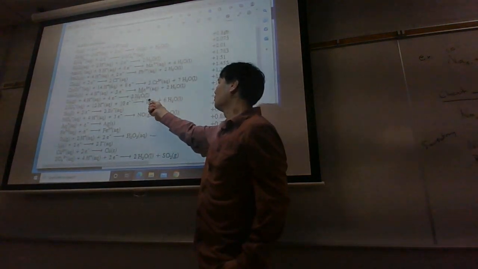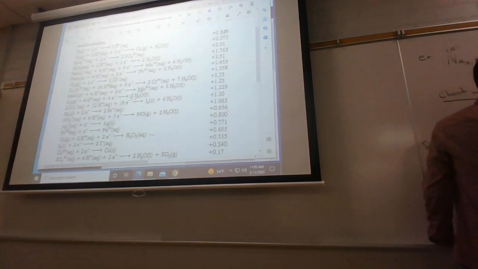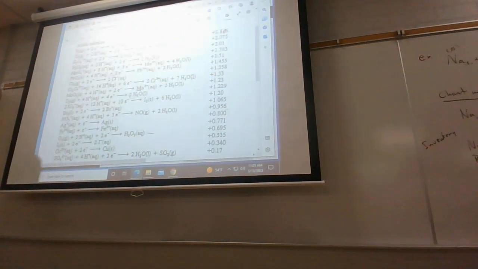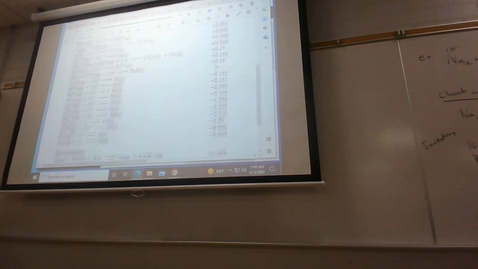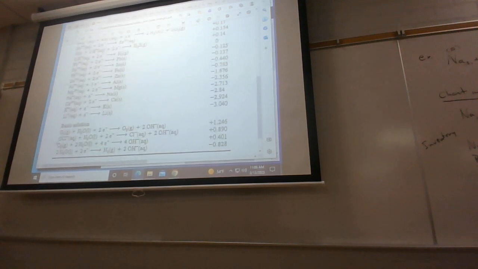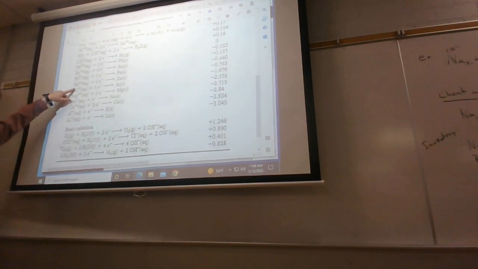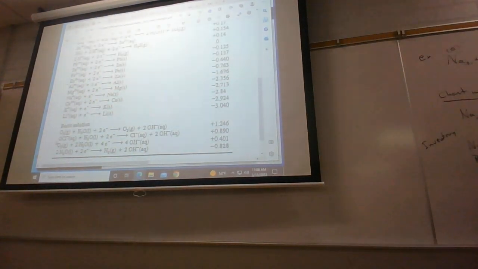So water occurs on the right side. On the right side we call it an RA. But water also occurs on the left side. Where do we position water on the left side? Between zinc ion and aluminum ion right here. And so this water belongs there. And that means water is also an OA.